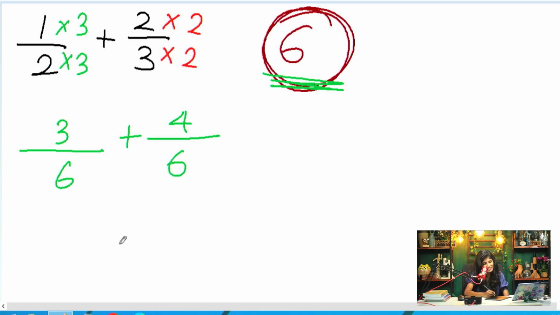Okay. Now the common denominator is 6. We are going to add the numerators together. 4 plus 3, 7. So, can we keep this answer for the last answer? No, this is an improper fraction. We can't keep improper fractions for answers. So, we have to convert this one into a mixed number.